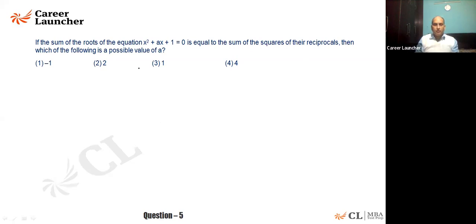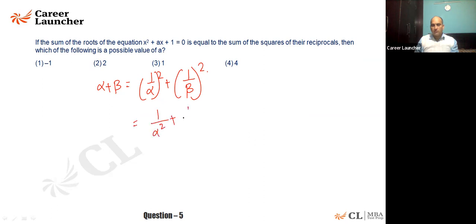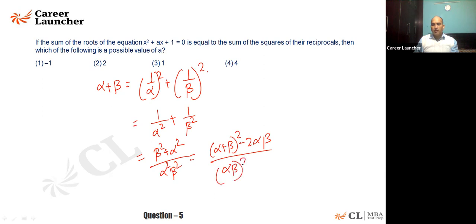So here I go. The sum of the roots of the equation, alpha plus beta, where alpha and beta are the roots, is equal to the sum of the squares of their reciprocals. So it is 1 by alpha square plus 1 by beta square, which is beta square plus alpha square upon alpha square into beta square. I'll say it is (alpha plus beta) square minus twice of alpha beta upon (alpha beta) square. Why? Because alpha square plus beta square is (alpha plus beta) square minus twice of alpha beta.